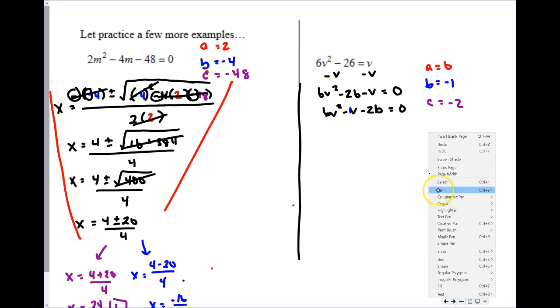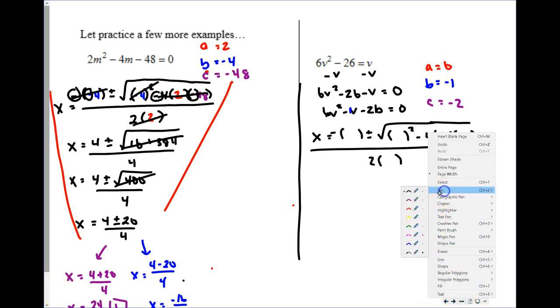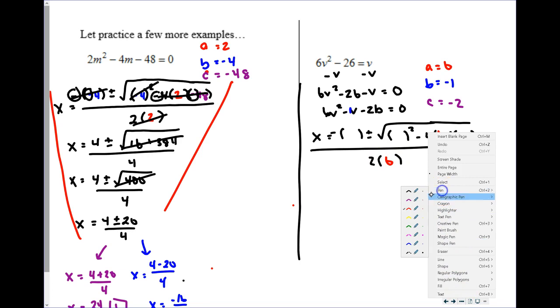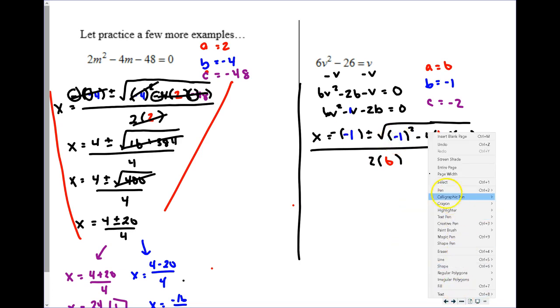Now we're going to plug everything in. To save some time, I've already plugged in my skeleton, so I'm just going to plug in my letters. A is 6, so I'm going to put the 6 here, and I'm going to put a 6 here. And then B is negative 1, so I'm going to put a negative 1 here and a negative 1 here. And C is negative 26.